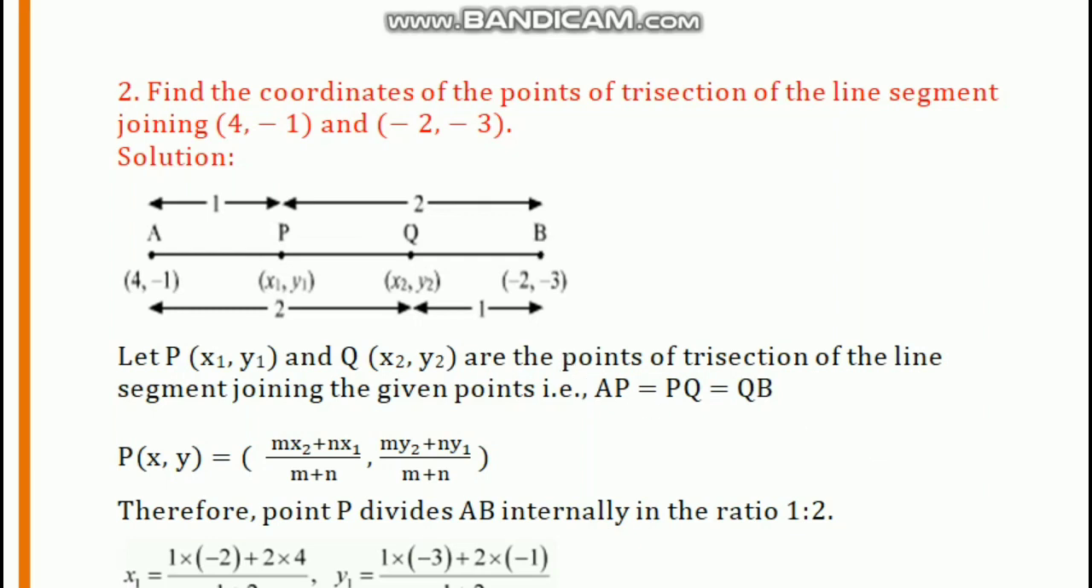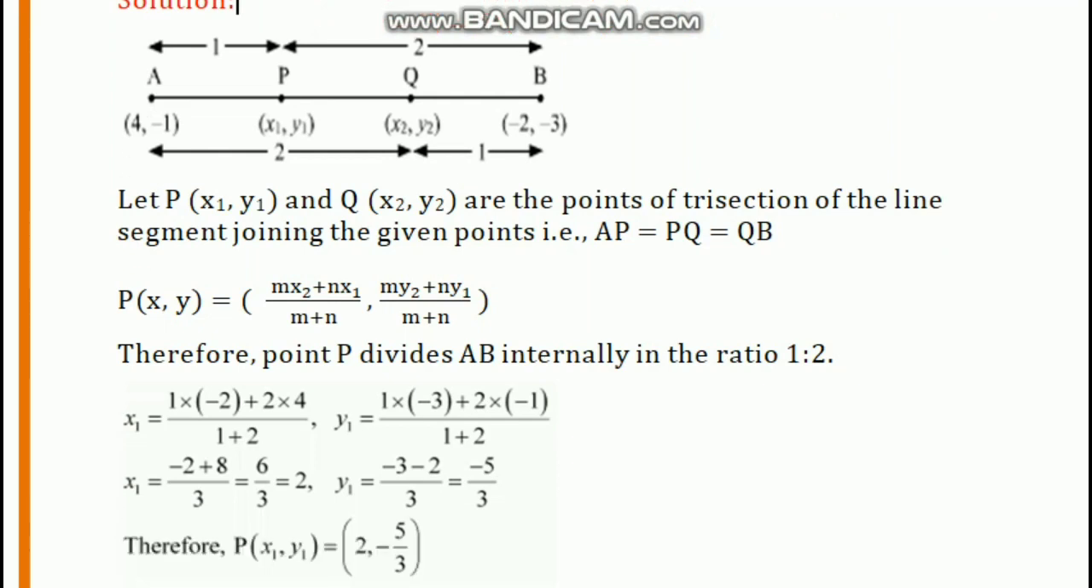Already we know the formula: P equals (mx2 plus nx1) divided by (m plus n), comma, (my2 plus ny1) divided by (m plus n). Based on P, we divided the line segment in the ratio 1 is to 2. Substitute in this formula, and we get x as 2 and y as minus 5 by 3. So the coordinates of point P are (2, -5/3).